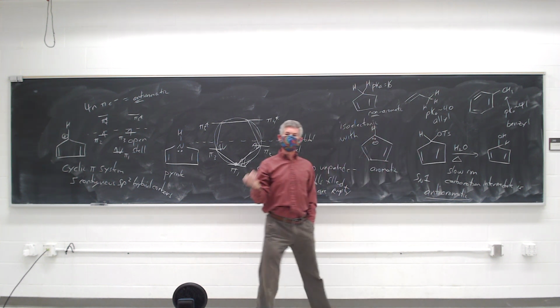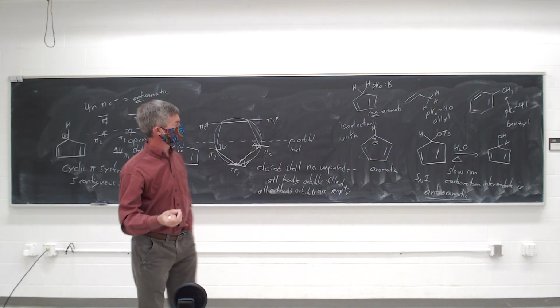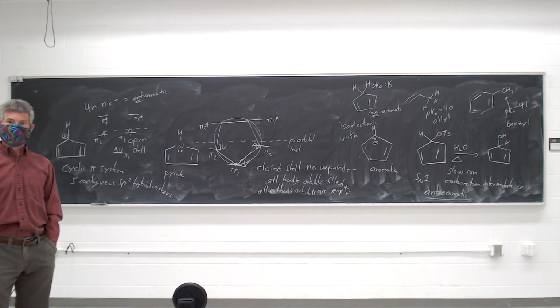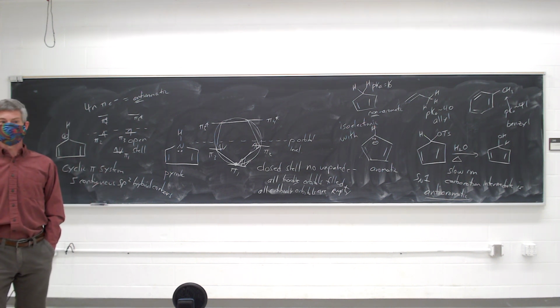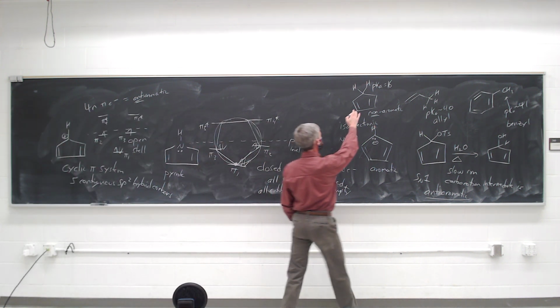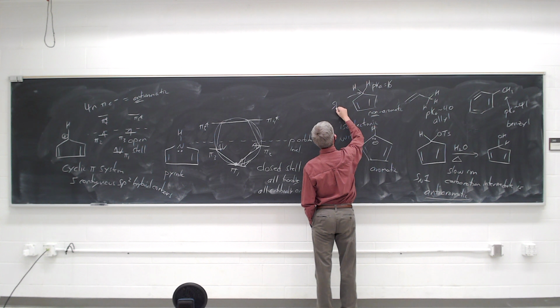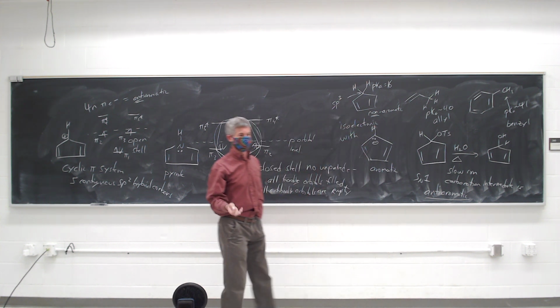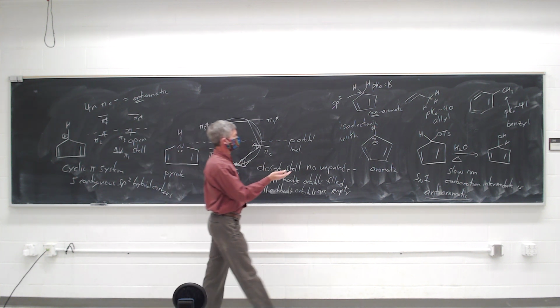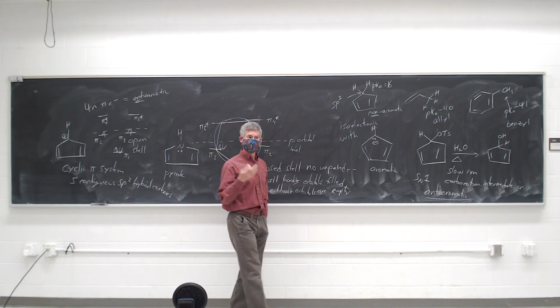In order to be either aromatic with 4n plus 2 pi electrons or anti-aromatic with 4n pi electrons, you first have to be a cyclic pi system. If you're not a cyclic pi system because there's an sp3 hybridized carbon in there, then you're non-aromatic. And you've got to be planar, right? You can't be either aromatic or anti-aromatic without being planar.